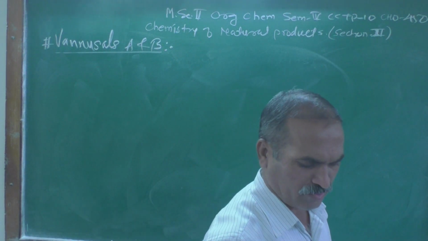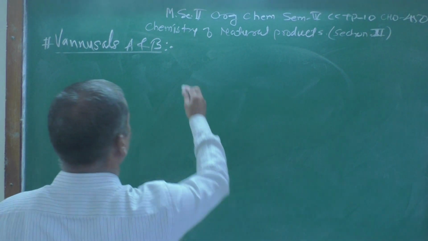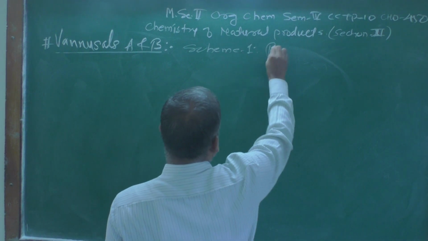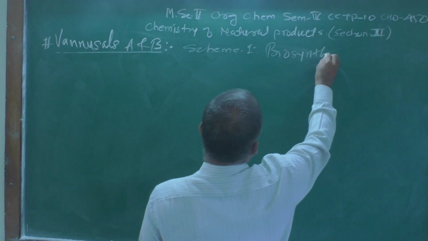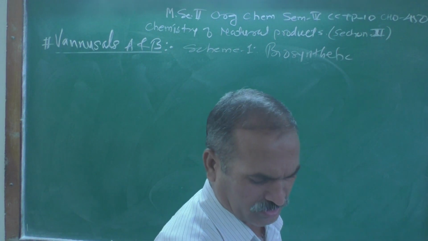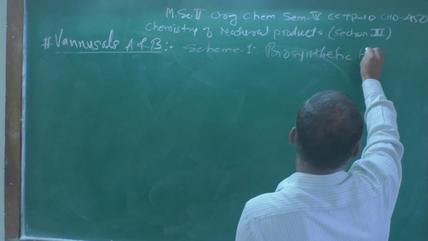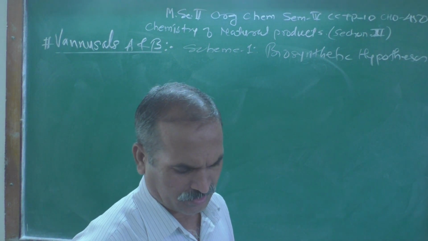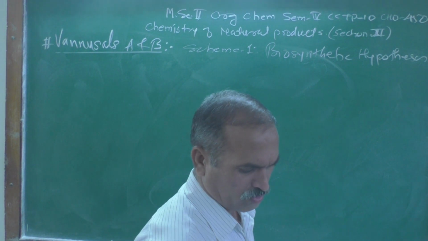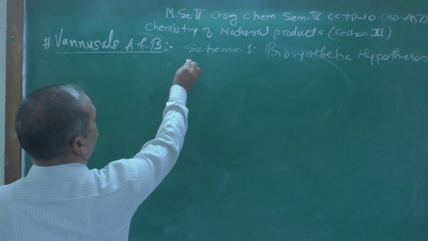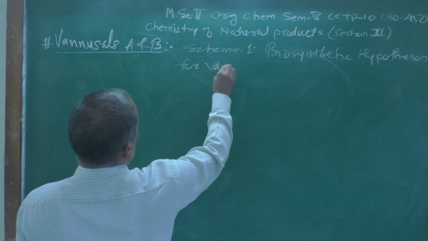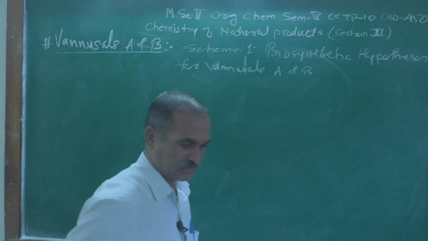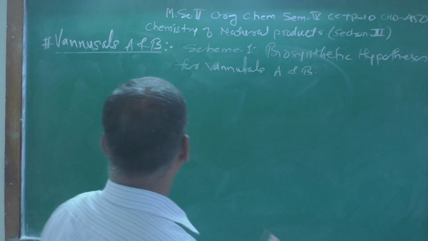That is scheme 1, biosynthetic hypothesis for Vanusols A and B. That is the point we are discussing. Now, let us see over here.